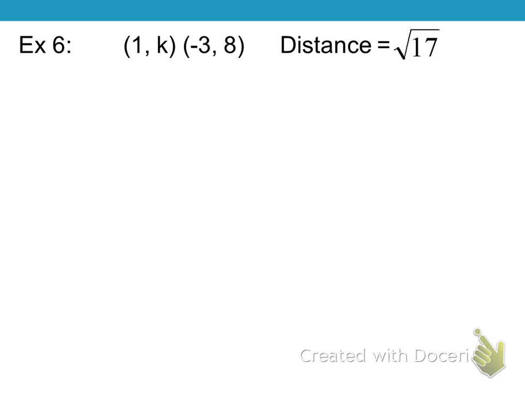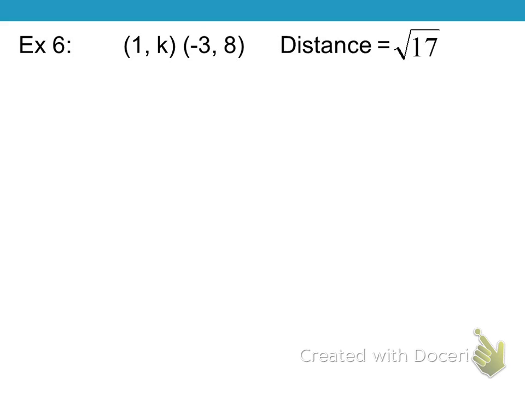All right. So here is another one. We're going to do the same process, and this is our final example of the day. It's the same idea as last time. You're given the distance already, and we're trying to find the possible values for k that would make that ordered pair with an x value of 1 be square root 17 units away from the point negative 3, 8.